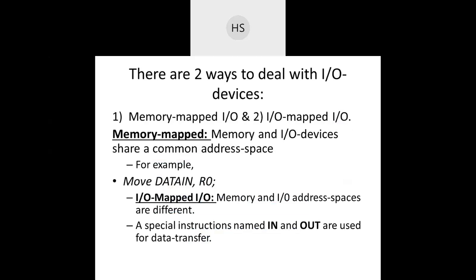So your move, load, store, all the things you are using in the program, won't be used in this. IO devices will understand in and out instructions, whereas in memory mapped IO, you can use your load and your store, all those things with respect to memory mapped IO. Whereas in IO mapped IO, you are using only two instructions, that is in and out. Only in and out instructions.